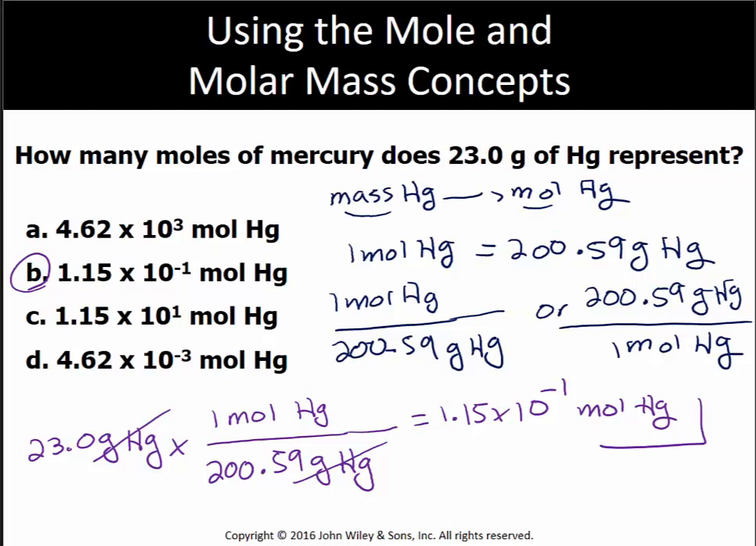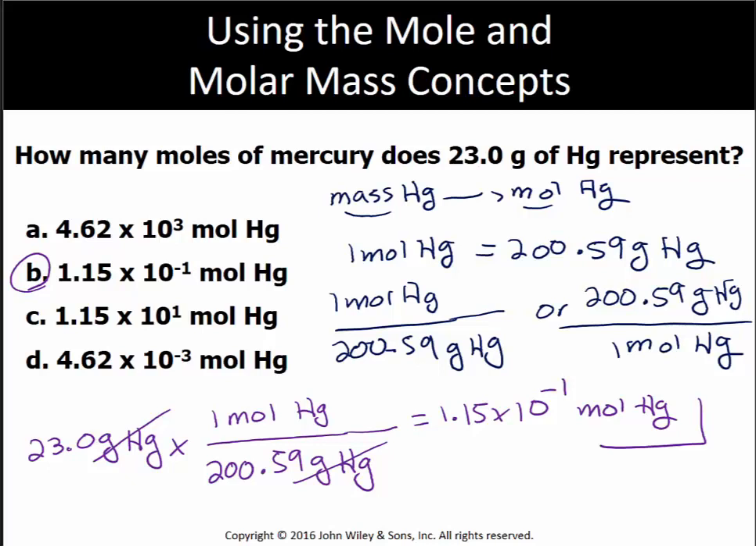Now, a couple of things that I want to bring your attention to here. First of all, when you look at significant figures, remember that conversion factors don't count for significant figures. So what you're going to be looking at is the unit or the quantity that's given to you. For example, here, 23.0 has 3 significant figures. You want your answer to also have 3 significant figures.